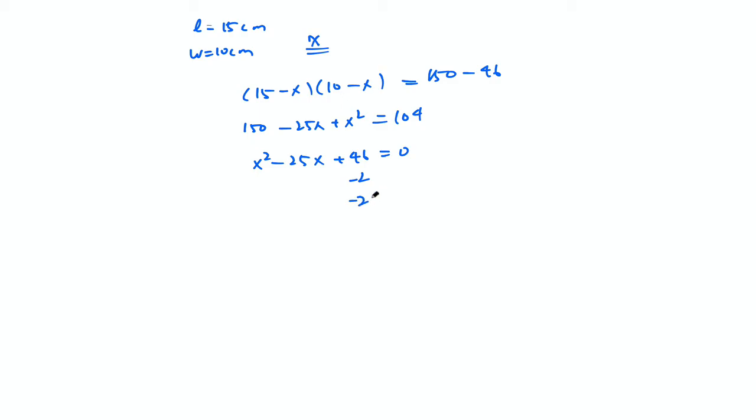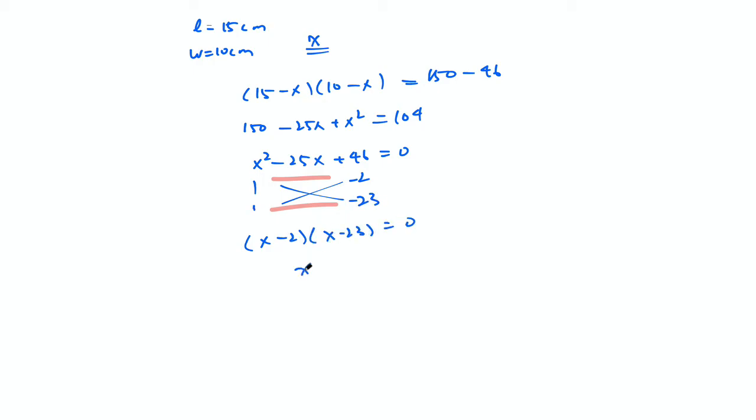minus 23. So that when I multiply these two and add them together, adding together will be minus 25. Multiplying these two together, you get 46. So go across, and write your factors as x minus 2 and x minus 23.